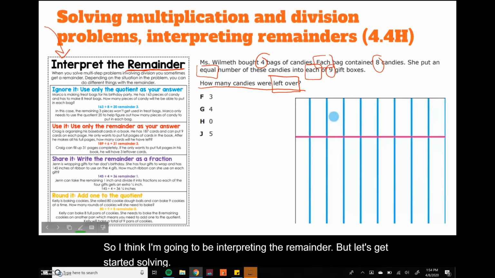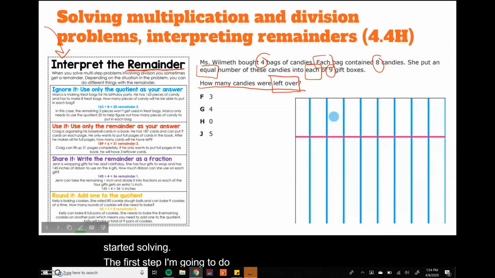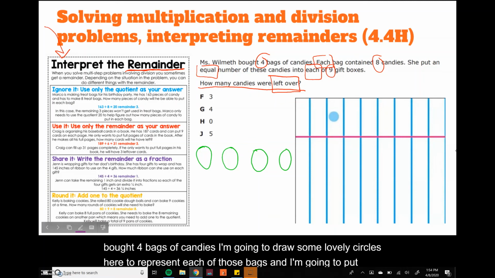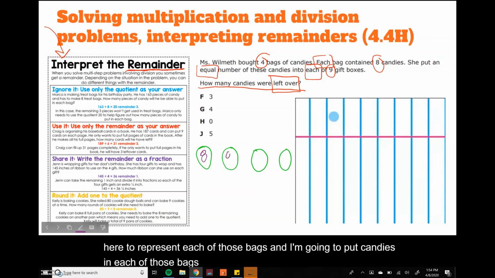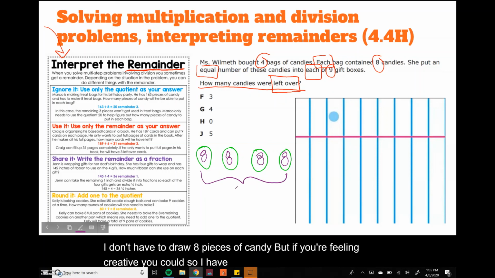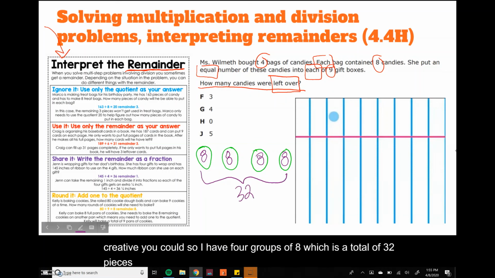The first step I'm going to do is, again, draw a picture. So she bought 4 bags of candies. I'm going to draw some lovely circles here to represent each of those bags. And I'm going to put 8 candies in each of those bags. I'm just going to write the number 8. I don't have to draw 8 pieces of candy, but if you're feeling creative, you could. So I have 4 groups of 8, which is a total of 32 pieces of candy.